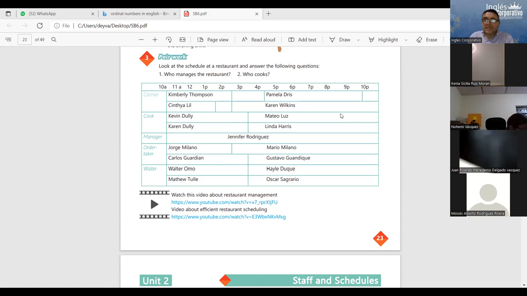Teacher, no veo lo de abajo. Lo de abajo, teacher. Ahí está en la página 24. Yes. Tiene el libro, ¿verdad? Sí. Ok. Ya lo voy a buscar.